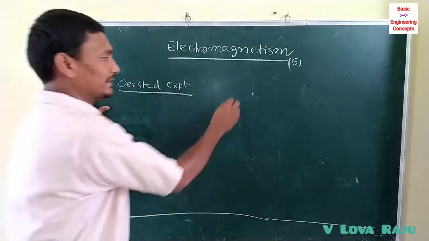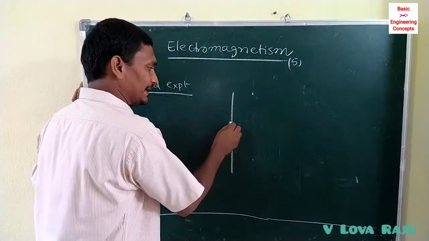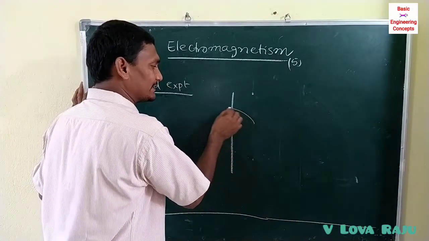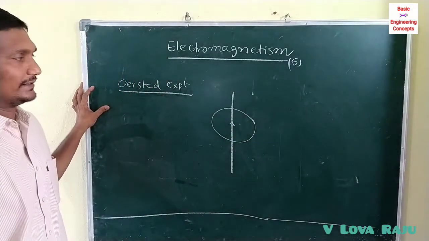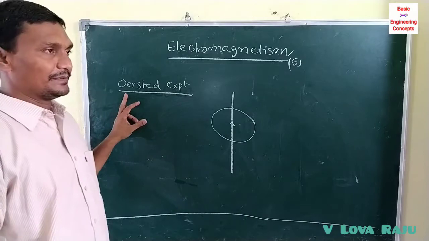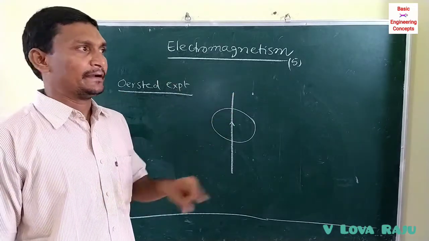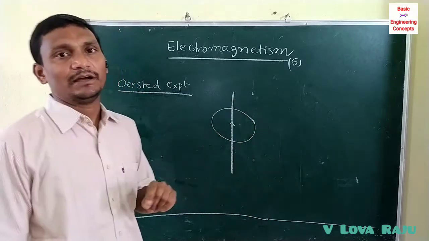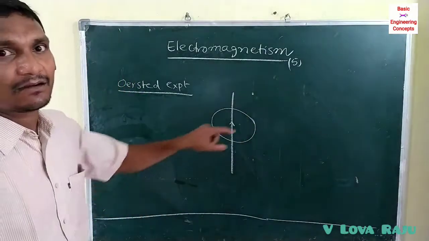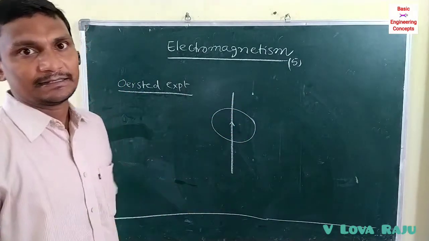According to Oersted, whenever current is carried in a conductor, magnetic flux is formed in concentric circles around that conductor. According to Oersted's experiment, whenever current is carried in a conductor, magnetic flux or magnetic field lines will be developed around the current carrying conductor as concentric circles, where the conductor is at the center.